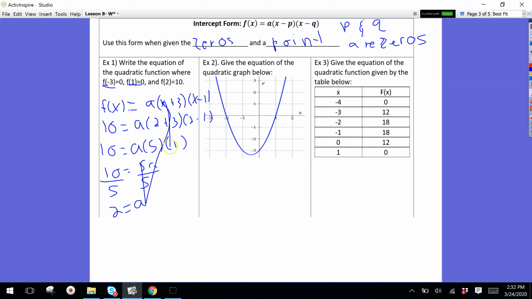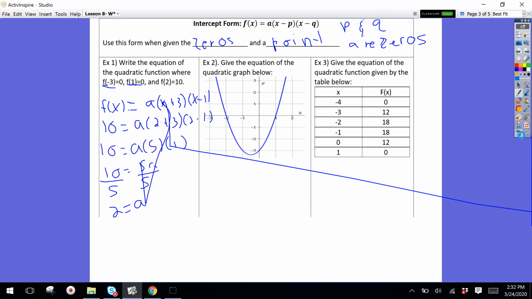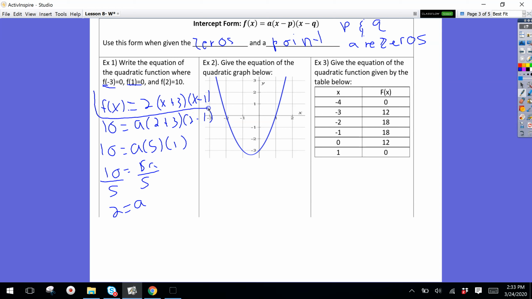So now we can go ahead and plug this back in. Instead of rewriting that, I'm just going to write that we have a 2 as my a here. And that is the equation to this quadratic function.